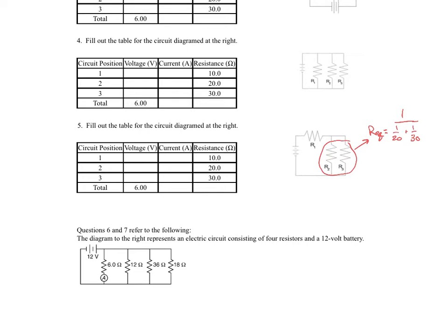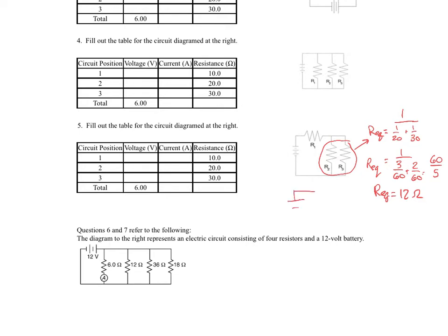And so looking for common denominators, I could rewrite that as 1 over 3/60 plus 2/60, which would equal 1 over 5/60 or 60 over 5. And so your R equivalent for that part of the circuit is just 12 ohms of resistance. So this whole chunk of the circuit, it's really just like a 12 ohm resistor.